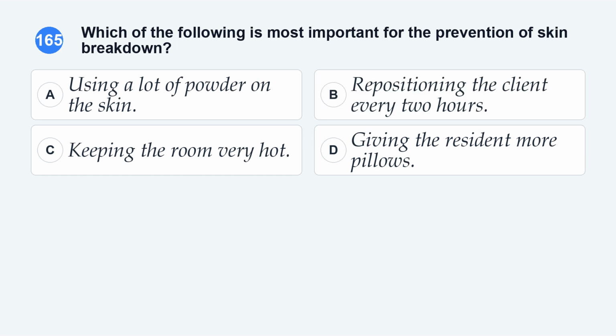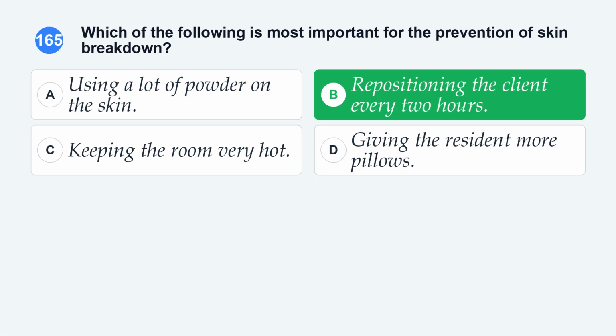Question 165. Which of the following is most important for the prevention of skin breakdown? Option A. Using a lot of powder on the skin. Option B. Repositioning the client every 2 hours. Option C. Keeping the room very hot. Option D. Giving the resident more pills.